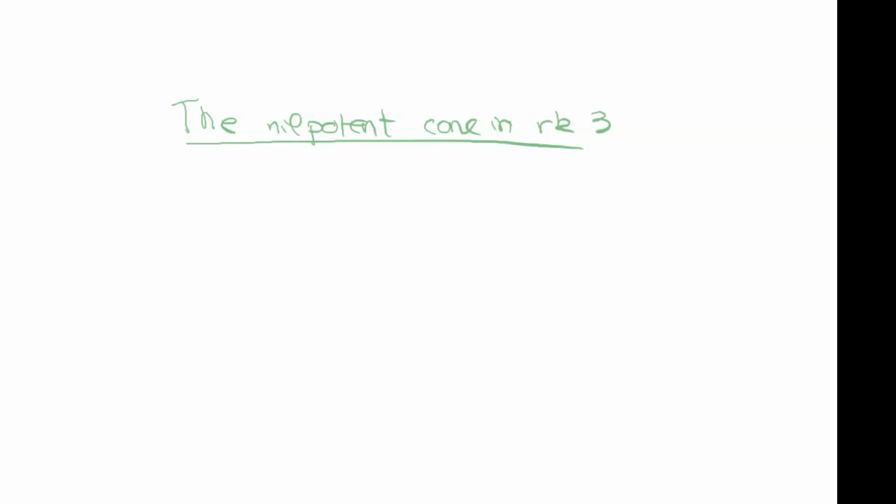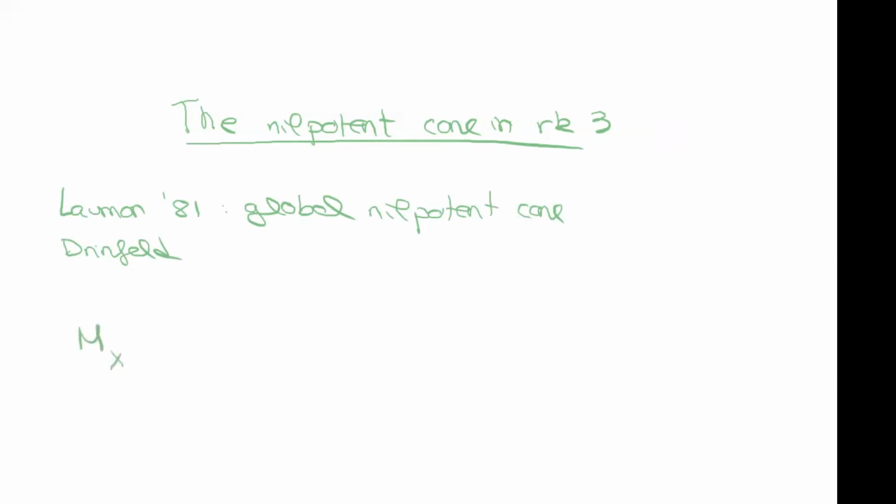As I said, this goes back to the work of Laumon in '81, who studied the global nilpotent cone. And also Drinfeld, who is cited in this paper of Laumon's. So to explain what the objects are, let me fix some notation. I will be working with the moduli space of rank n degree d Higgs bundles.